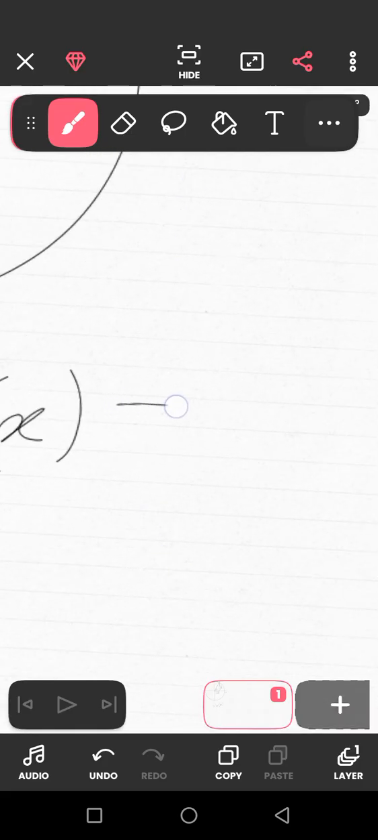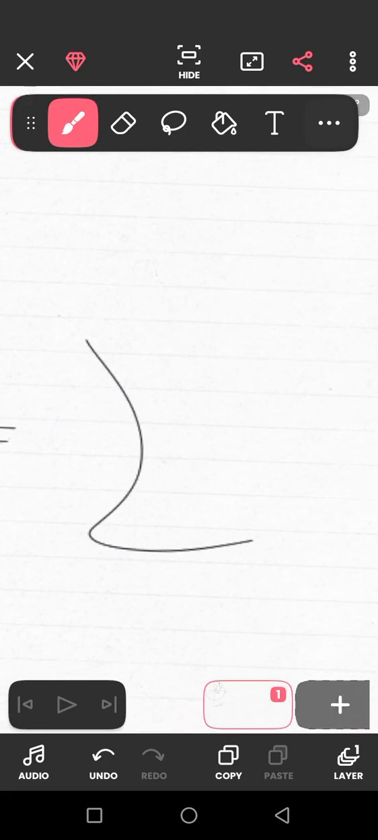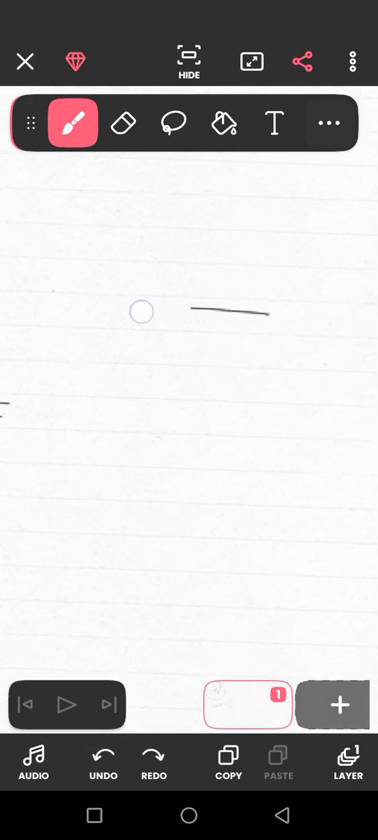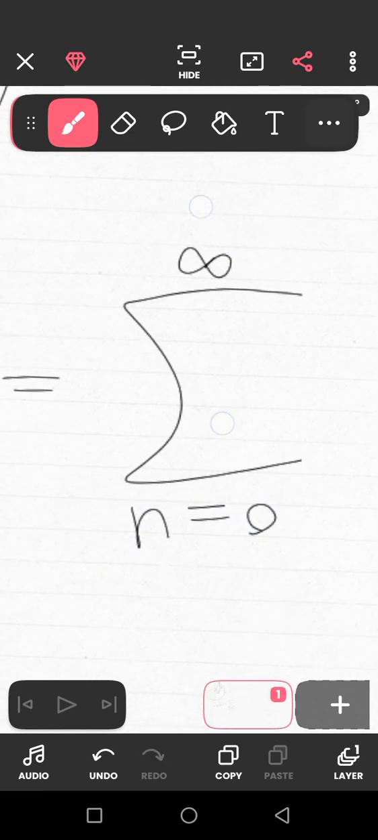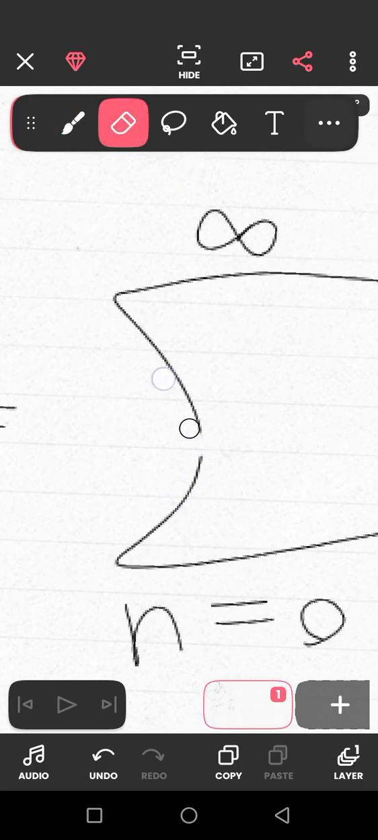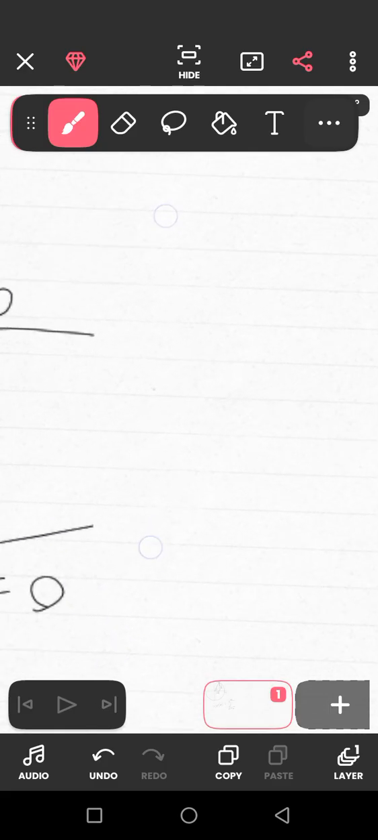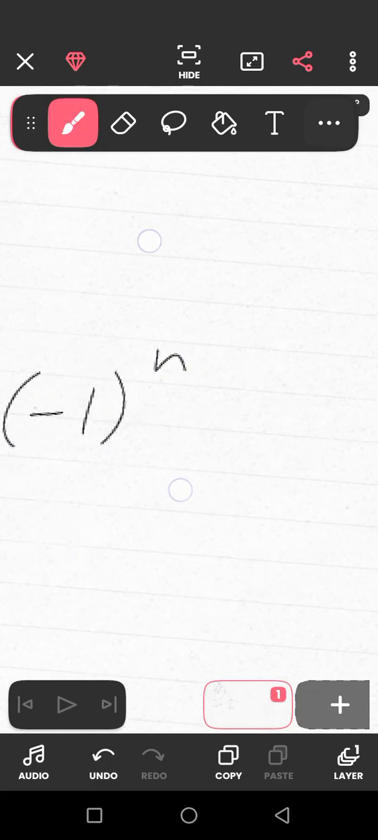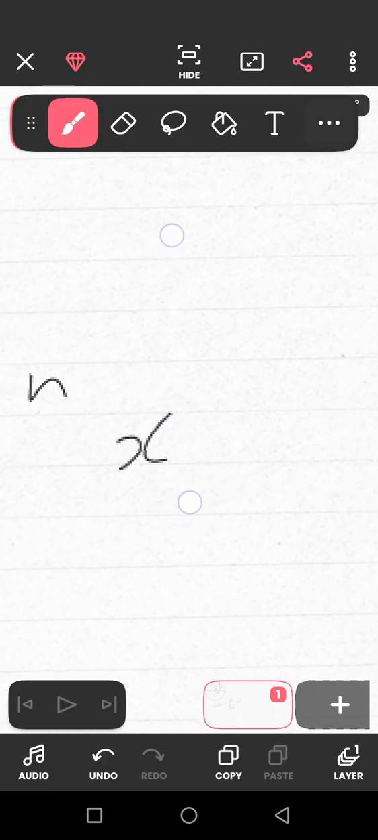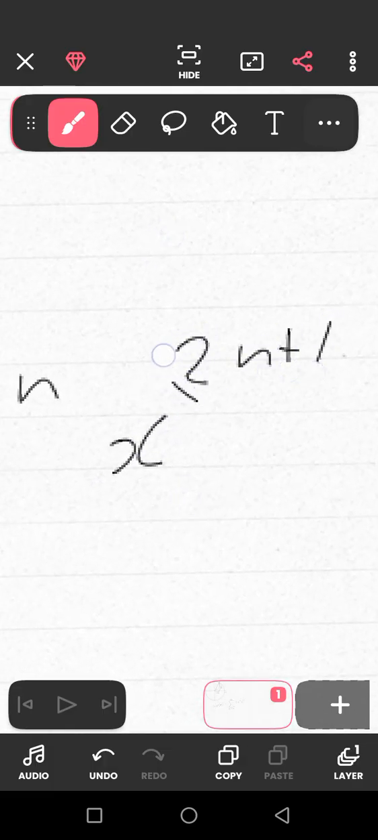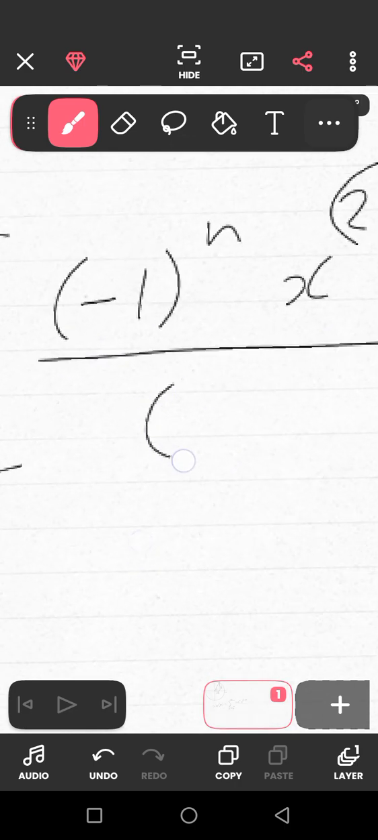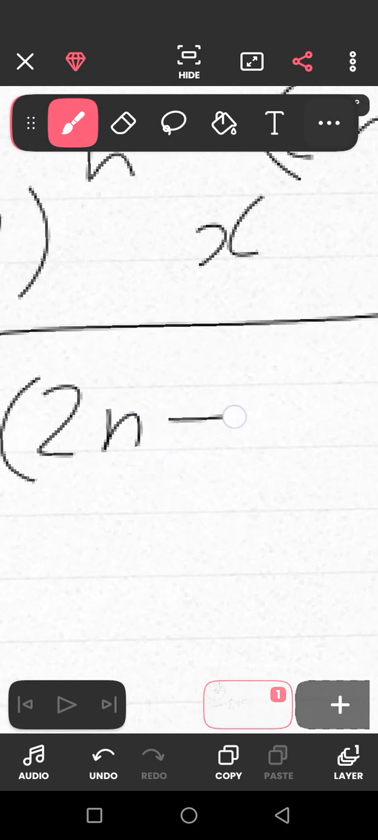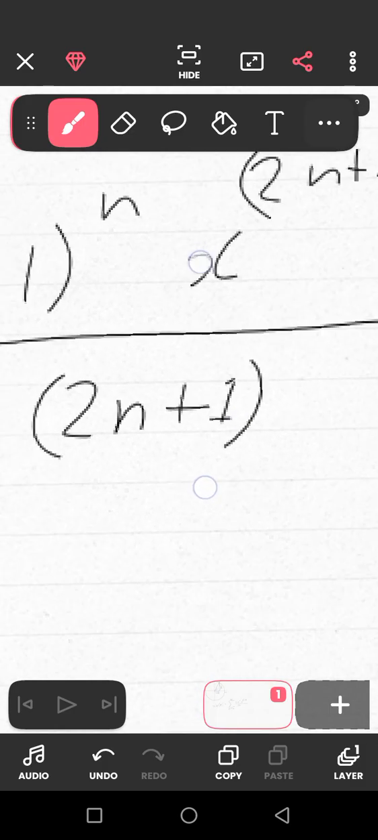So sine of x in radians is the sum from n starts at 0 all up to infinity of -1 to the n multiplied by x to the 2n plus 1, divided by the factorial of 2n plus 1.